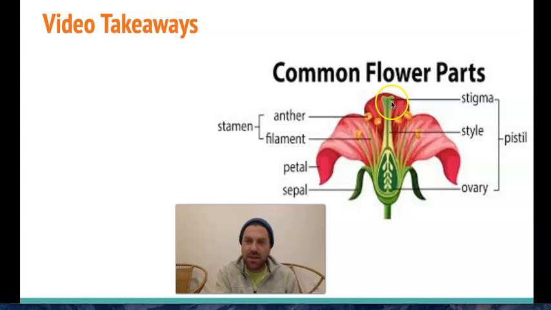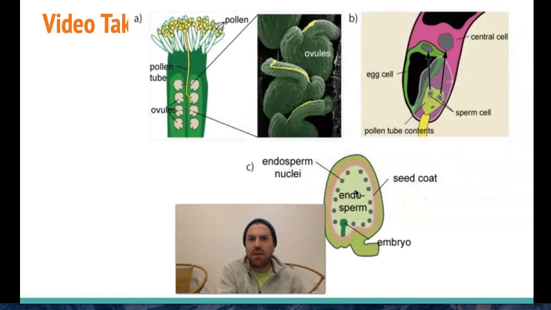And the stigma is the sticky part where the pollen lands. And then the pollen will go down to the ovary. It has petals, and then the green things that cover the flower before it blooms are called sepals. So that's some flower parts.